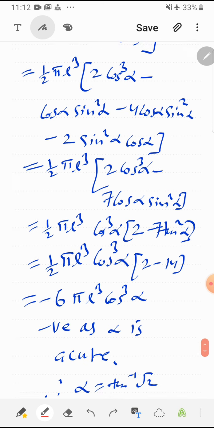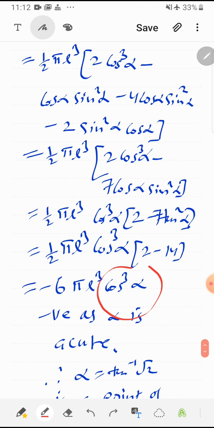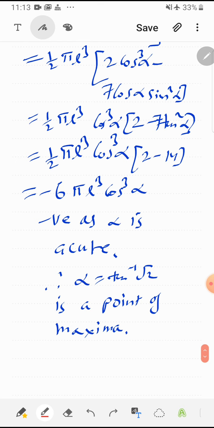And as alpha is acute, cos alpha is positive. That means overall it is negative. So alpha is equal to tan inverse root 2 is a point of maxima. So this is what we had to prove.